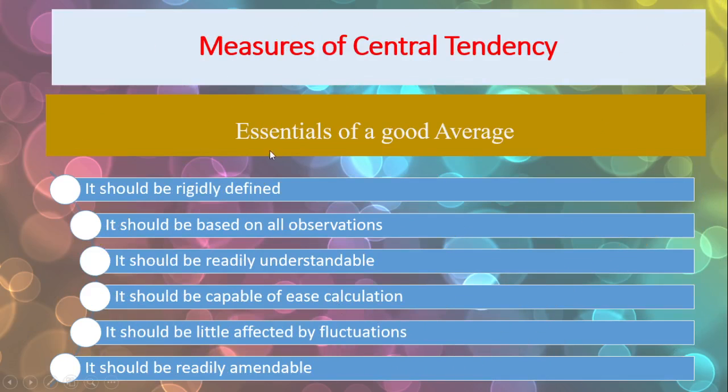In order to become a good average, we have various essential features. Once it fulfills all the features, then we can consider it as a good average. So average should be rigidly defined. Rigidly defined means it should prove good in all situations.